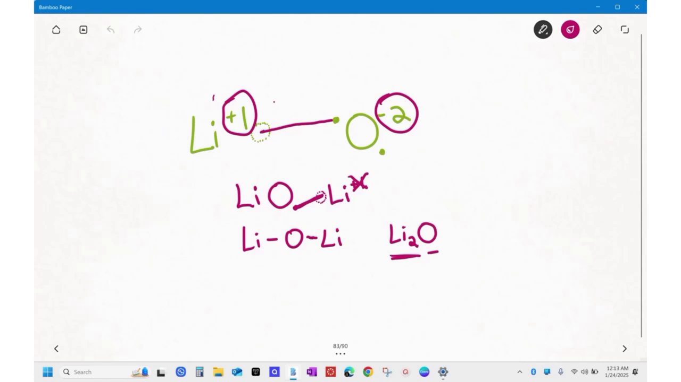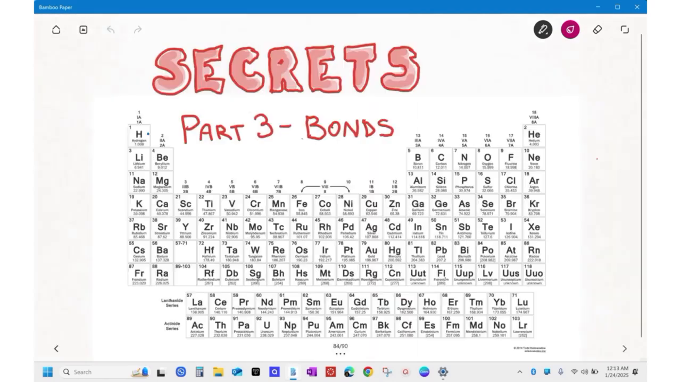But let's say it's not as easy as just doing 2 lithiums and 1 oxygen, because lithium has a +1. So you have to match that with the oxygen, which is -2. So if you take this +1 times 2, you're going to get a +2, and that's going to match the oxygen. So what I mean by that is, let's do another example, and I can show you.